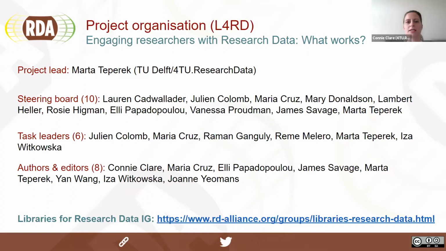So the project was originally called Engaging Researchers with Research Data, What Works? And the project was led by Marta Teperek, who is now the head of research data services at TU Delft, and she's also the director of 4TU Research Data. But the project actually comprised around about 50 members or so, depending on what capacity you're looking at. But the key members, we had a steering board of 10 people. We also had task leaders, of which we had 6 people that were working on various different aspects of the project. And then we had 8 authors and editors that came together to actually co-create the book.